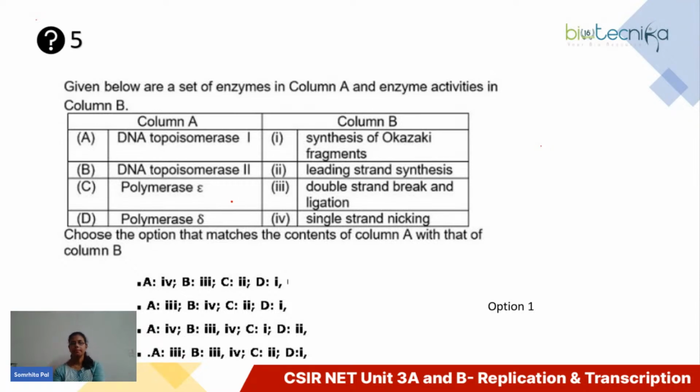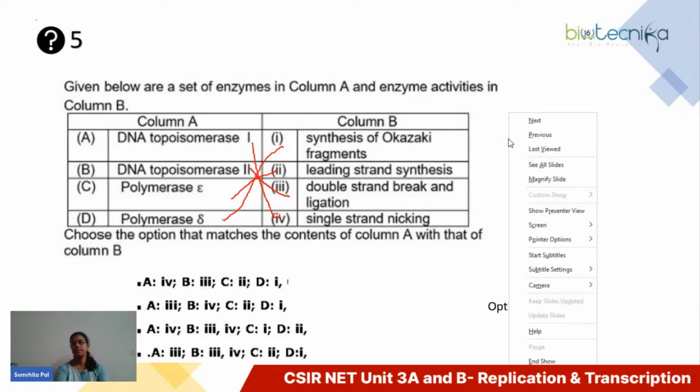So straight away we have DNA polymerase delta. It is responsible for Okazaki fragment synthesis in eukaryotes. Polymerase epsilon, it is required for your leading strand synthesis. Topoisomerase 2 is required for double strand break and ligation, whereas topoisomerase 1 causes single strand breaks. So, very straightforward question, very simple question. So, study your enzymes very thoroughly.